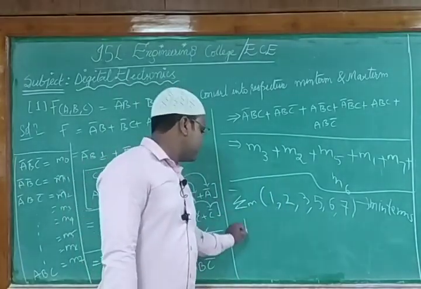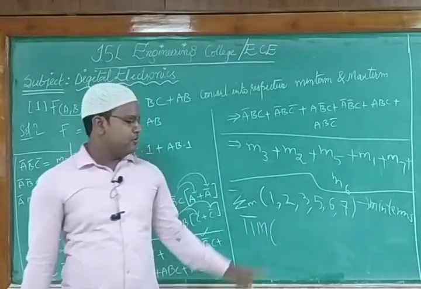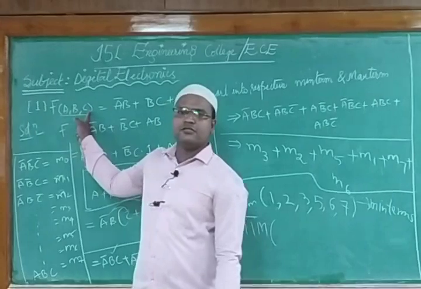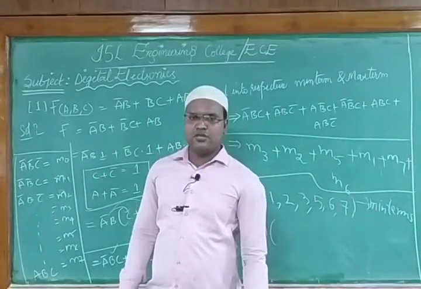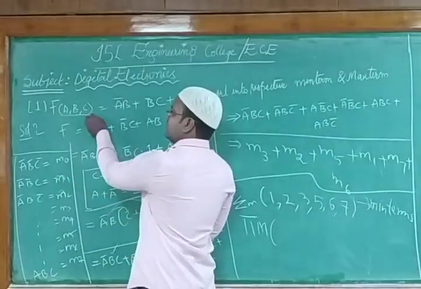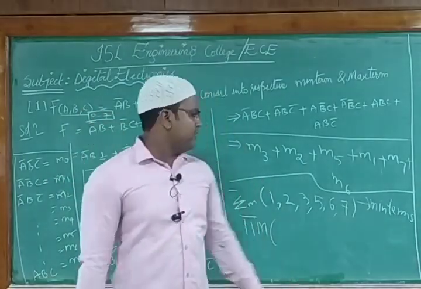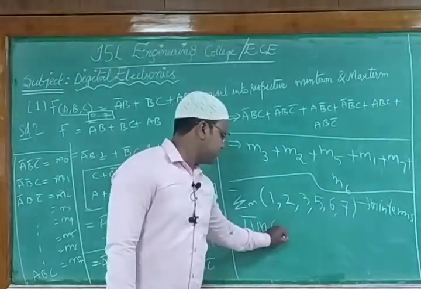What is the max term representation? With capital pi M of. So how many variables are there? The variables are A, B, C, that means 3 variables. 3 variables means the range is from 0 to 7. So the values are 0 to 7. Did we have 0 in the min terms? No. So 0 is there in the max terms.